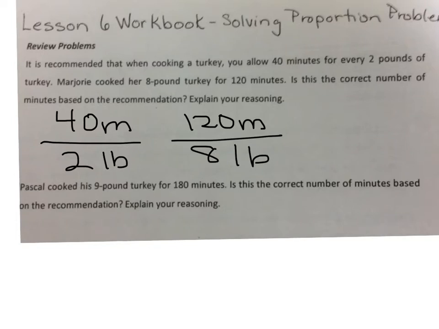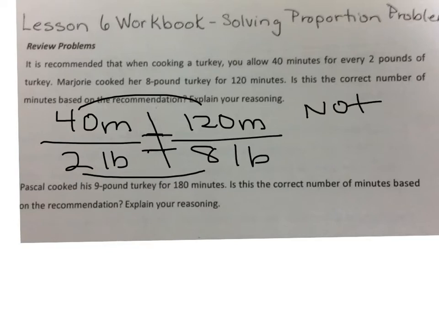And so many kids will say, well, are these equal to each other? Well, if you look at the bottom, you're getting 4 times bigger. The top better get 4 times bigger. And you can see that 40 times 4 is not 220, so therefore no. So we put a big line through that equal sign. These are not equal. I would definitely not eat that turkey.